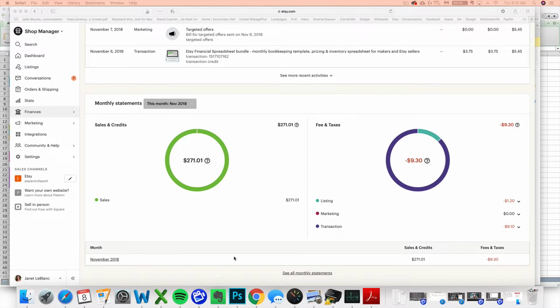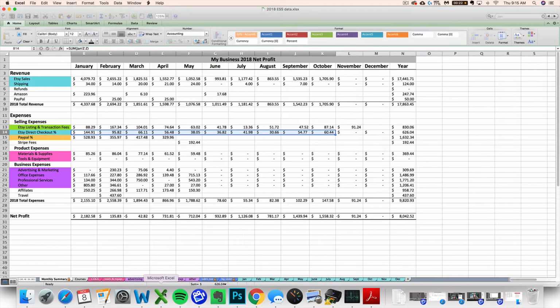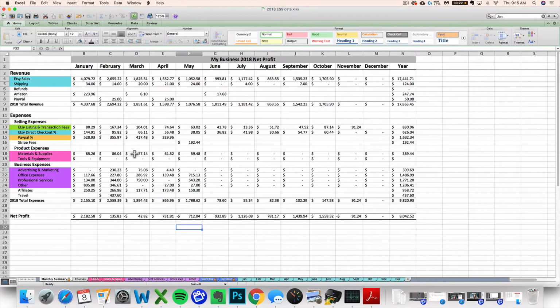So that's what I want you to know has really changed. It's just the timing of the payments. So let's shift gears real quick and talk about your spreadsheet.